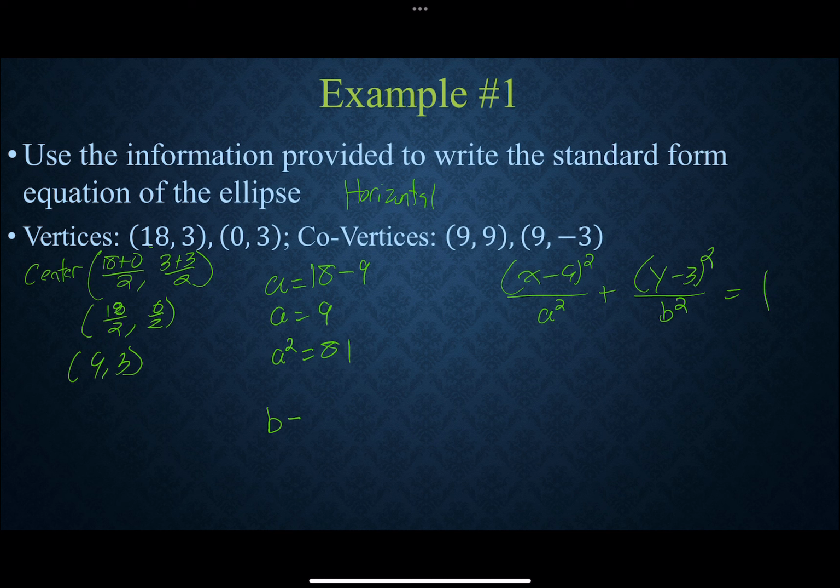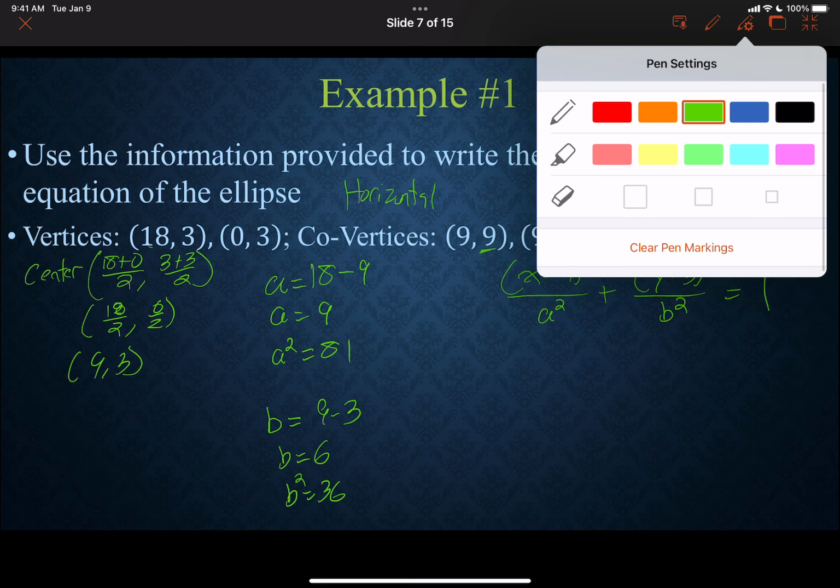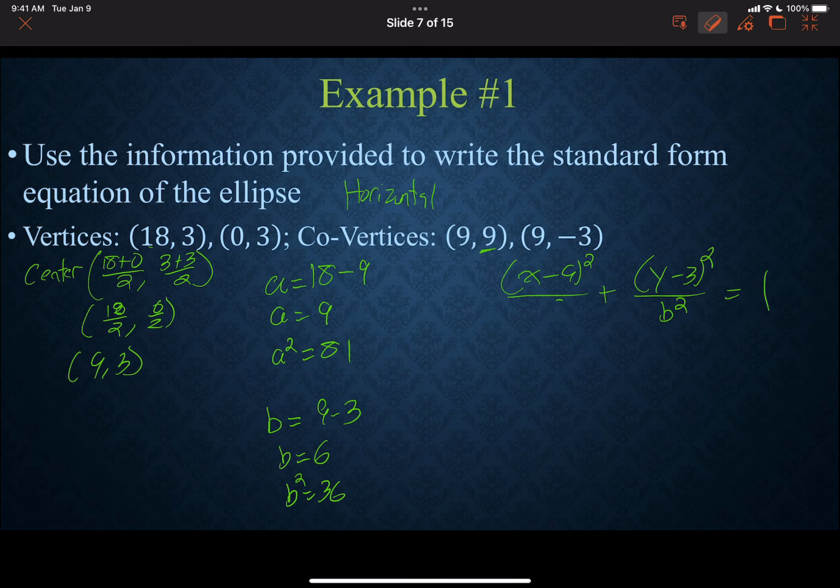B is the same idea, but with the co-vertices. So we would say the co-vertex changes from 9 to 3, so it's 9 minus 3, which is 6, so we get 36 for b squared. So for our equation, we would put the 81 underneath the x's and the 36 underneath the y's. And there's our equation.